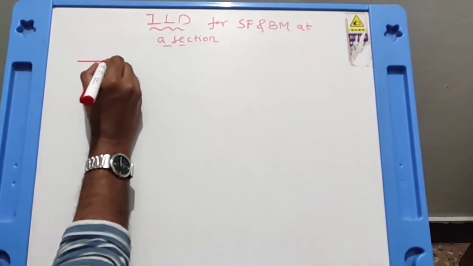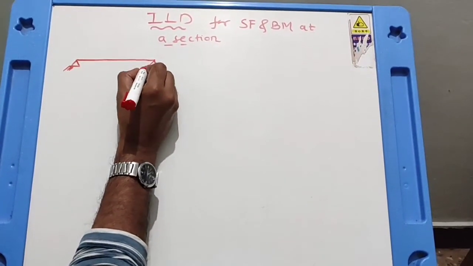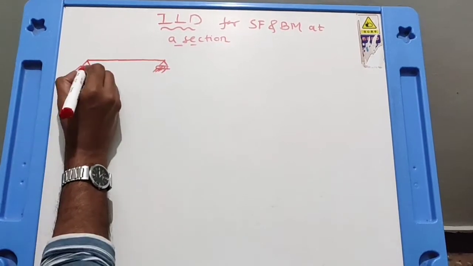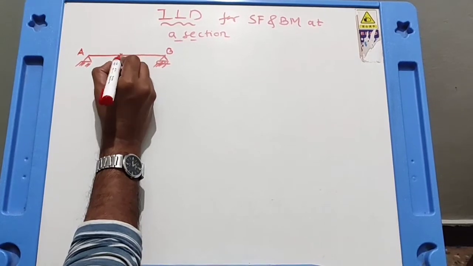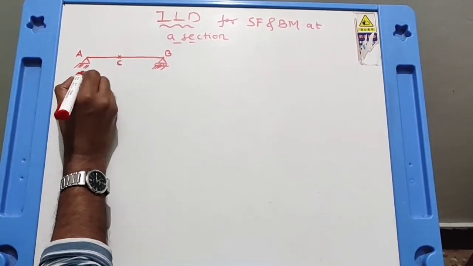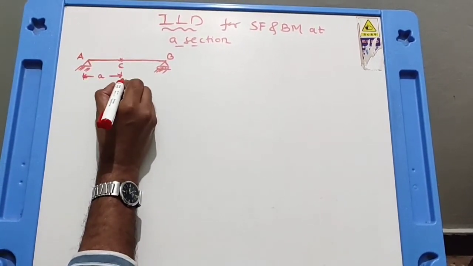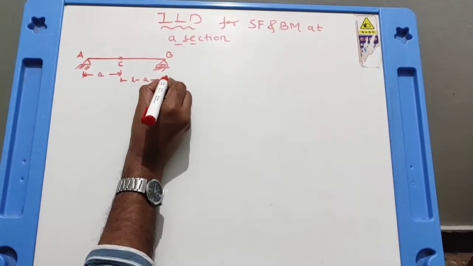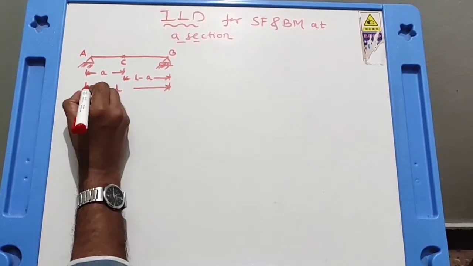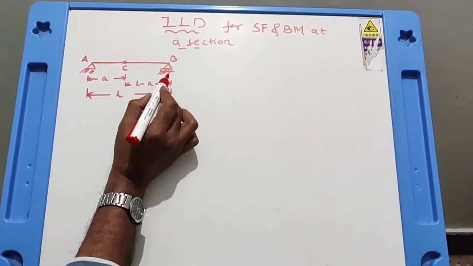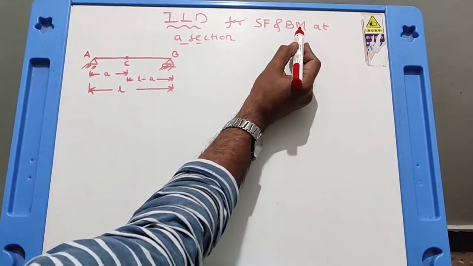So let me take a simply supported beam, like how we had taken in the previous session. This is support A, this is support B. We will draw the influence line diagram for bending moment and shear force at section C, which is at a distance a from support A, or at a distance L minus a from B. The total span of the beam is L. So this is the beam and this is the section C of the beam where we are going to draw the influence line diagram for shear force and bending moment.